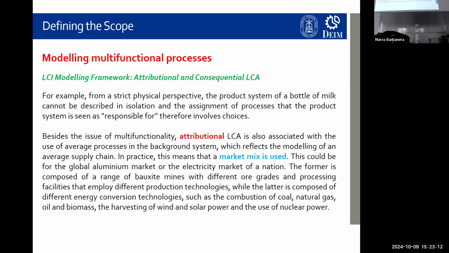In the case of the consequential approach, we cannot apply this. We cannot use the average data for, I don't know, the aluminum production, for the production of 1 kilogram of aluminum.